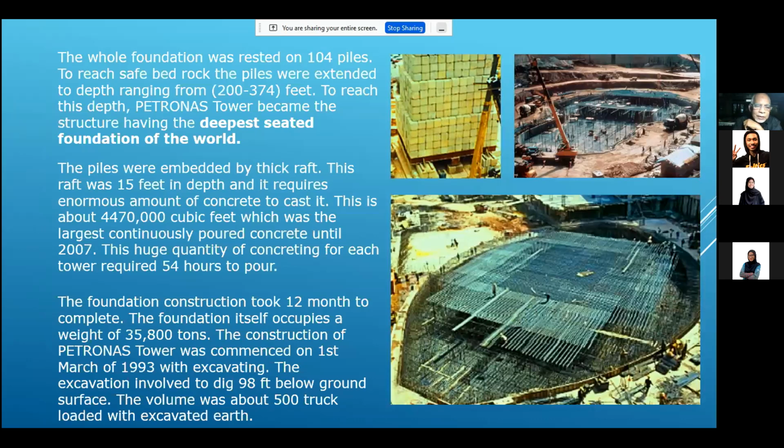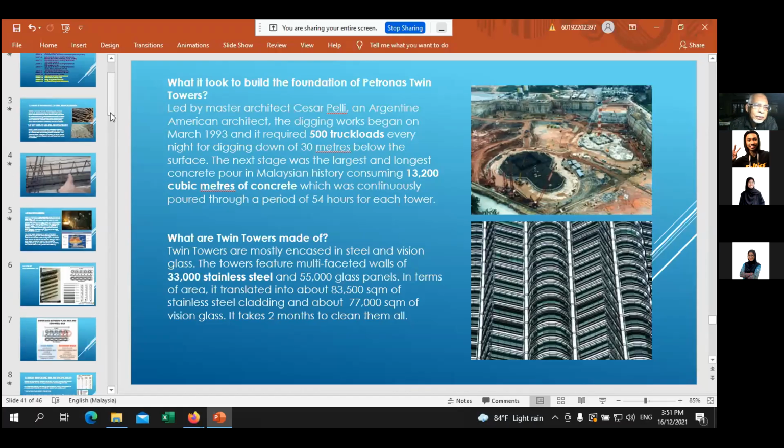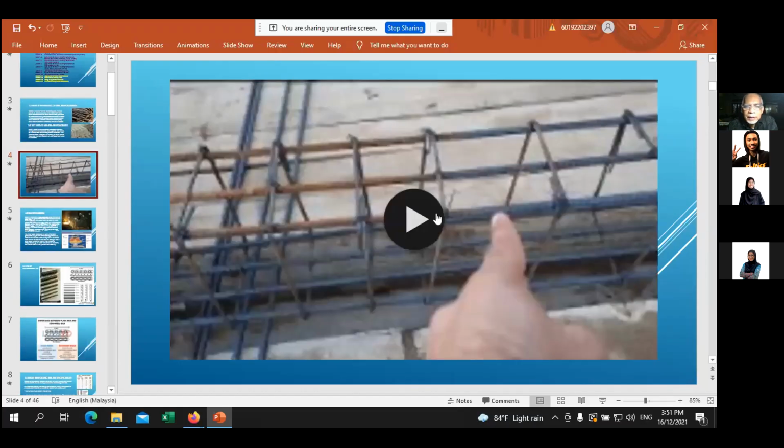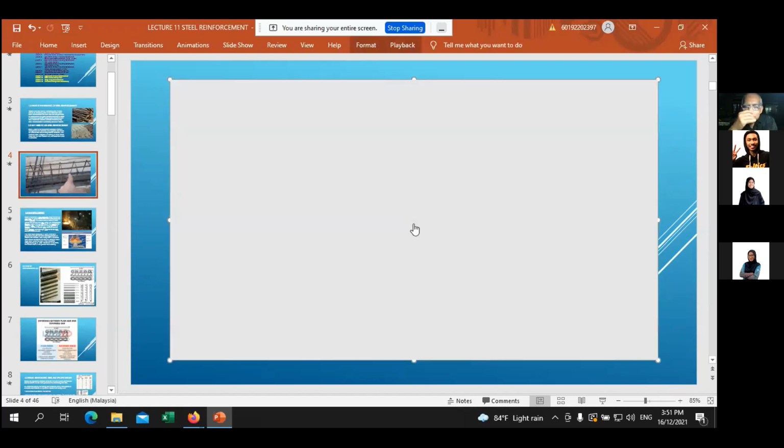Guys, maybe it's just an anti-climax. I should have shown this earlier. In fact, I wanted to omit this, to delete this, but since it's here, we can share something. It's about the failure in the reinforcement.